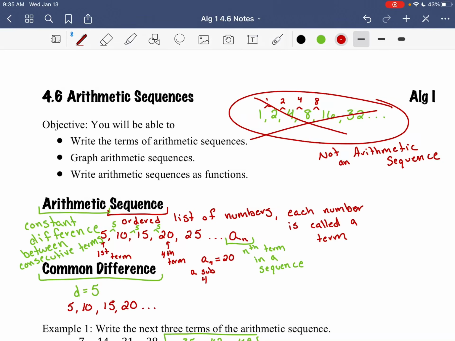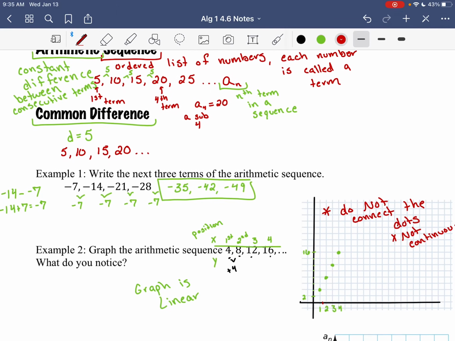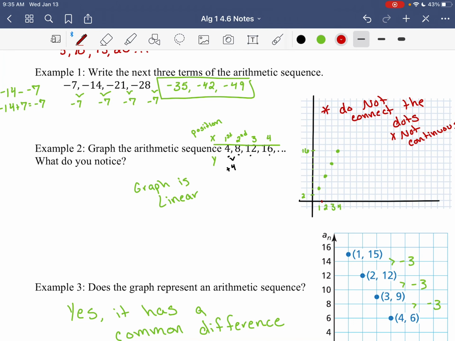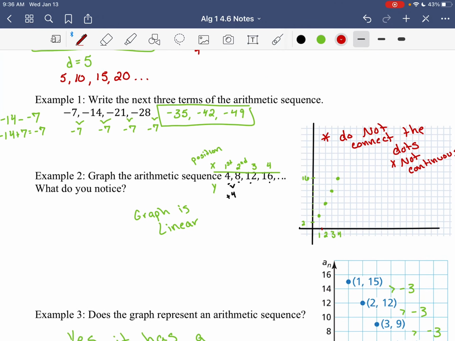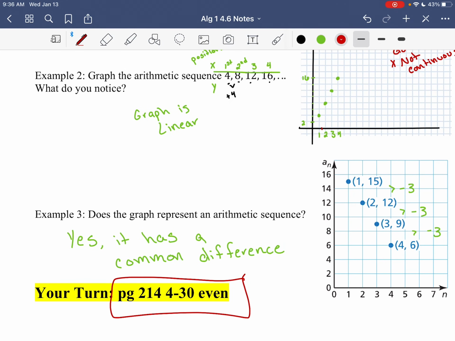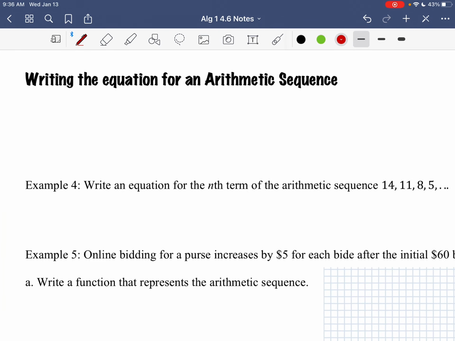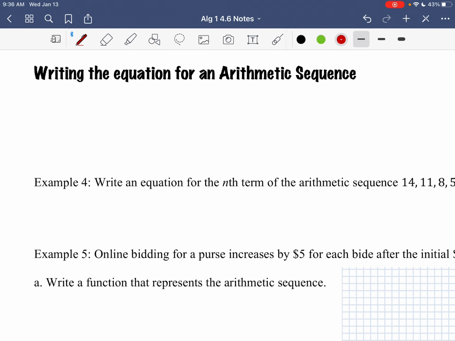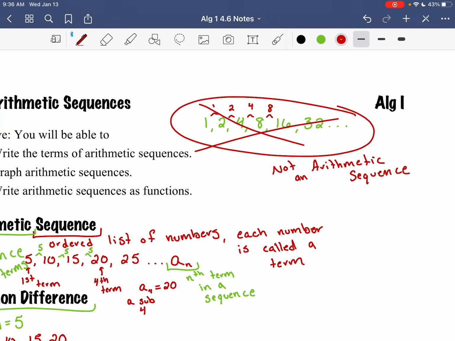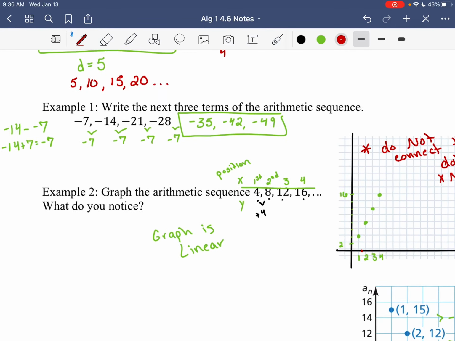Okay, 4.6, part 2, arithmetic sequences. We can now write the next three terms in an arithmetic sequence, and we can identify them from a graph. Now we are going to write the equations for an arithmetic sequence. It might become useful, and equations are super useful.